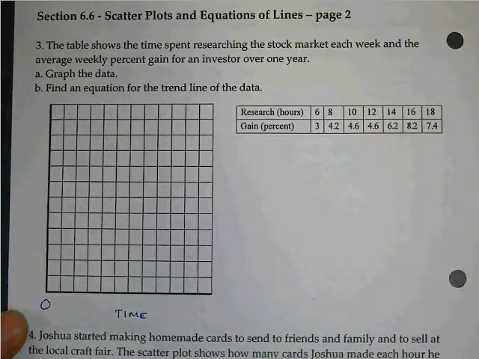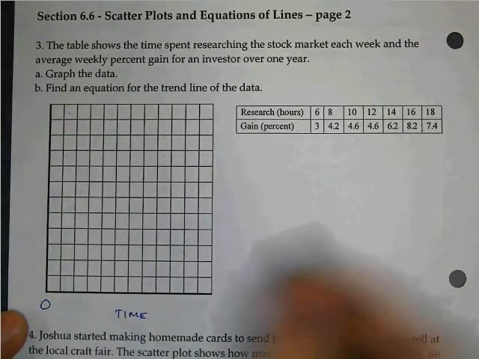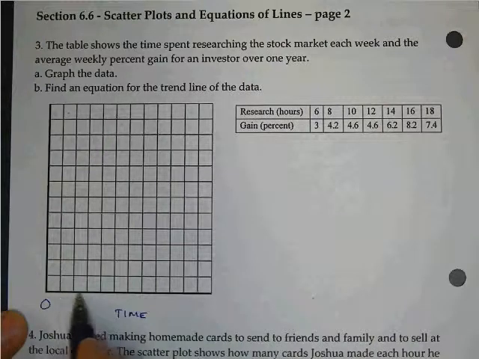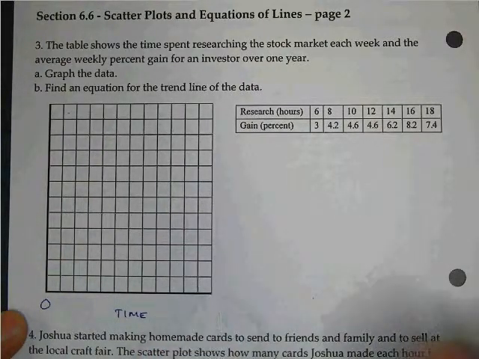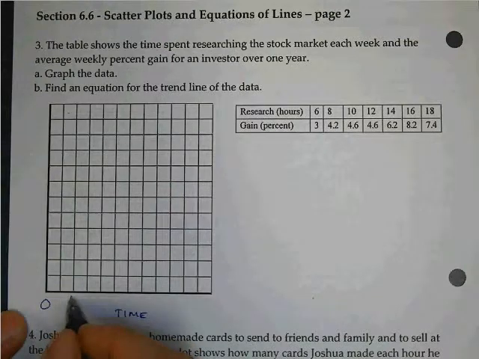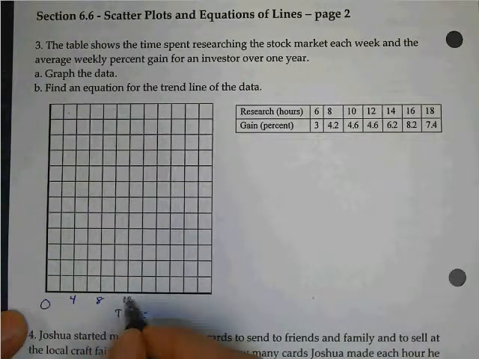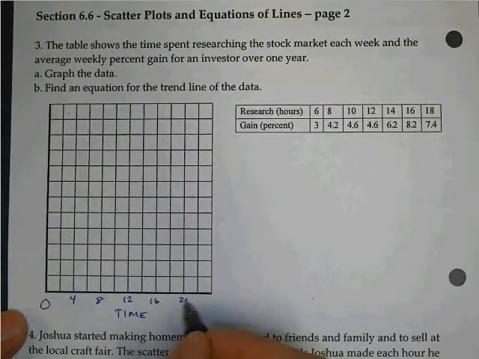So that's 0 hours. We've got to get up to 18. So 2, 4, 6, 8, 10, 12, 14, 16, 18, 20, 22, 24. That would work. So go up by 2s. So there's your scale there.